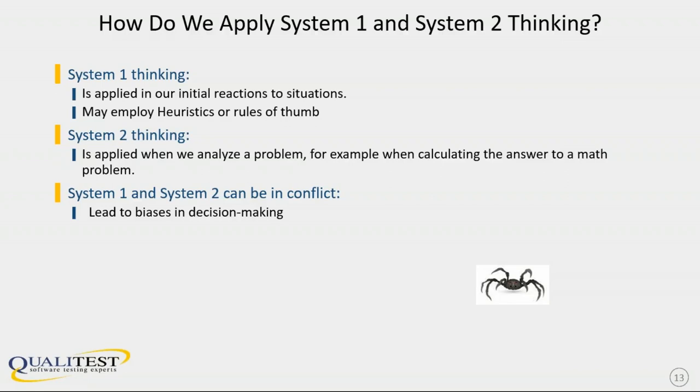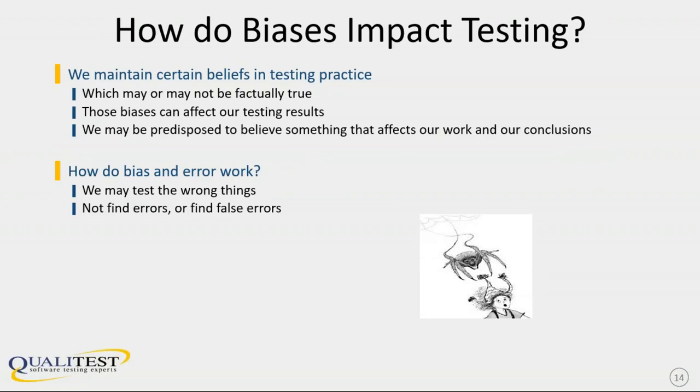The way they impact testing is that we do maintain beliefs in our testing practice. They may not be true, but they can affect our test results. And sometimes we can be predisposed to believe something that may affect our conclusions and our work in testing. We may test the wrong things. We may not find the errors, or we may find false errors. How often have you written up a bug and it turns out to be as designed? That can be cause for bias.